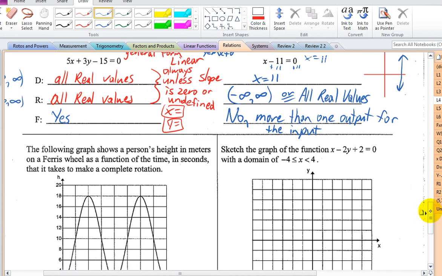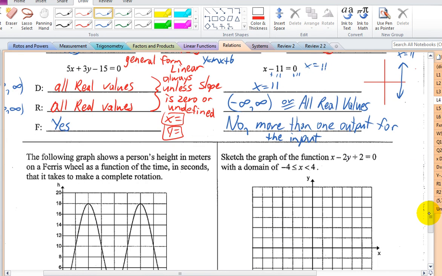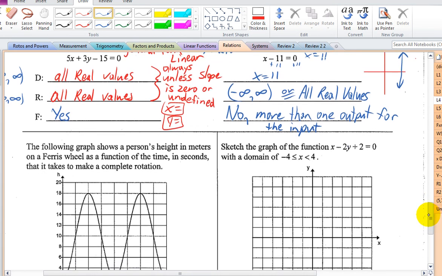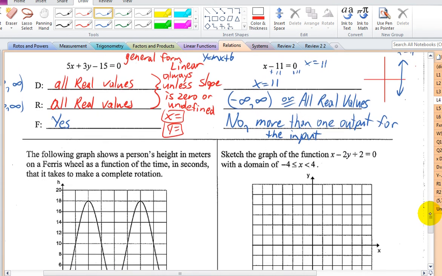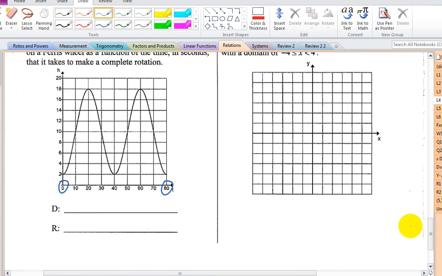All right, here we go. Almost done, folks. Here we have the Ferris wheel graph. So looking at the Ferris wheel, tell me the domain. So the domain is from here to here. What is it? X is between what? 0 and 80. And it also includes 0 and 80 because it touches.